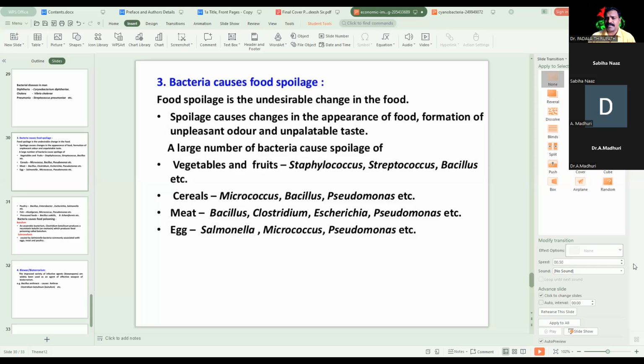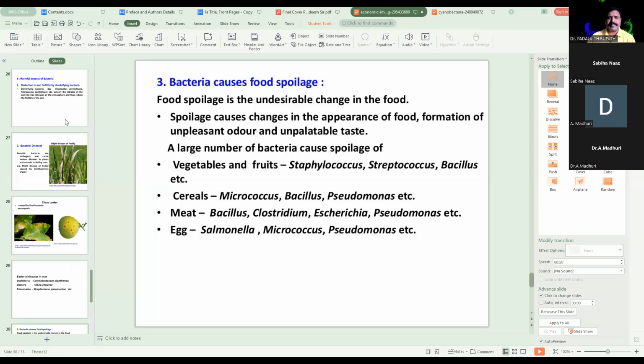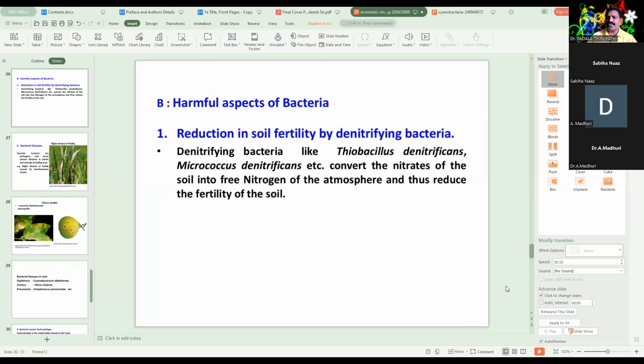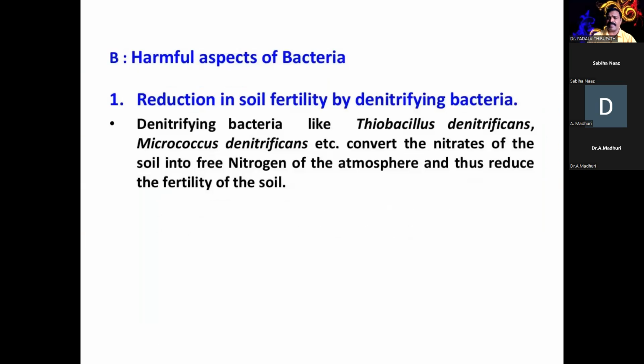So today's research person, eminent personality Dr. E. Madhuri Madam Garu, will explain about the harmful effects of the bacteria. Yesterday, Madam clearly explained about the useful effects of bacteria and their economic importance. Now, today, Madam will explain about the harmful aspects of the bacteria.